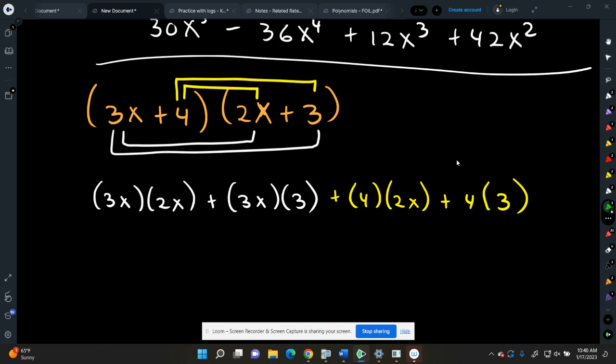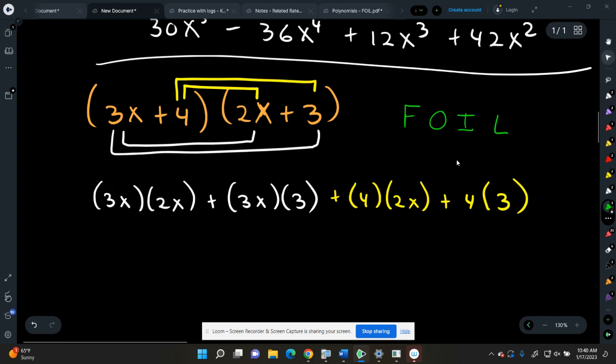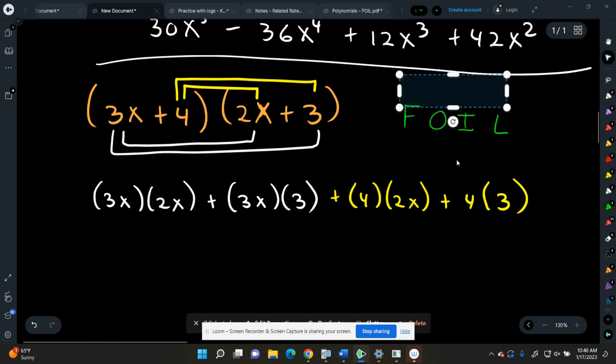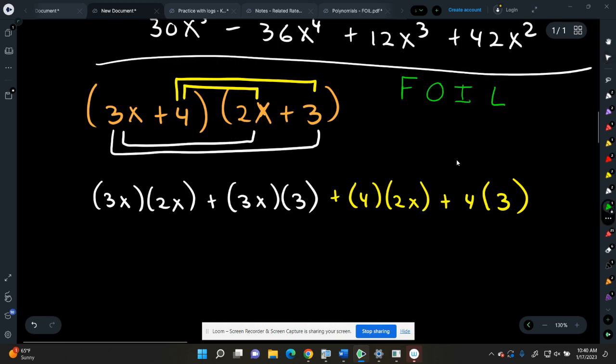One of the ways that we memorize this method to distribute it is using what we call FOIL. You've all heard of FOIL, right? Does anyone remember what FOIL stands for? First, outside, inside. Right. First, outer, inner, last.